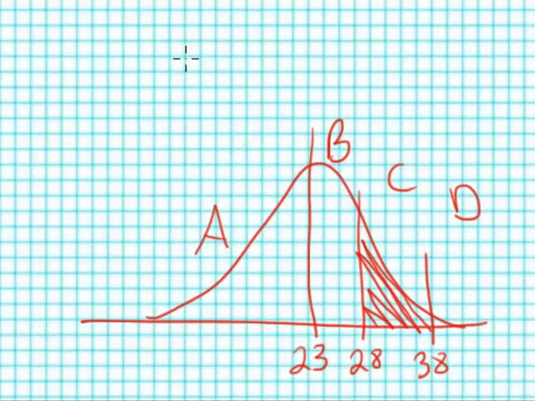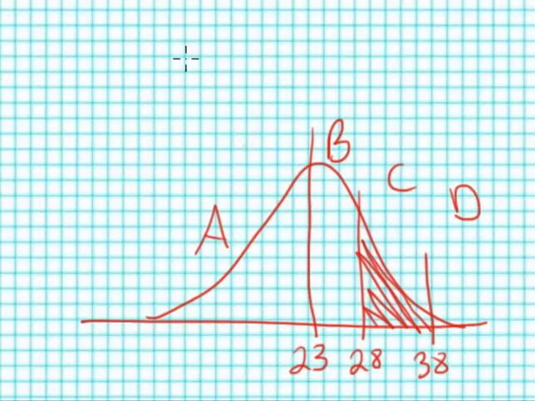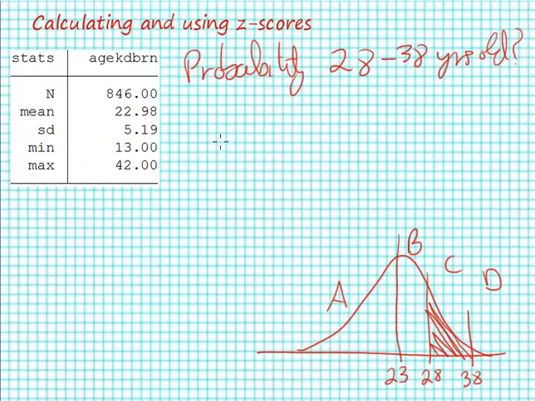What we're going to do is calculate two z-scores, one for a woman who's 28 years old, and get the area between 23 and 28 years old. Then we're going to calculate the z-score for a woman who's 38 years old and get the area between 23 and 38, and then we'll subtract the smaller from the larger to get the shaded in area. And of course we can figure out the area in the other parts of the distribution by doing some additional subtraction. So let's go ahead and solve for our two z-scores.